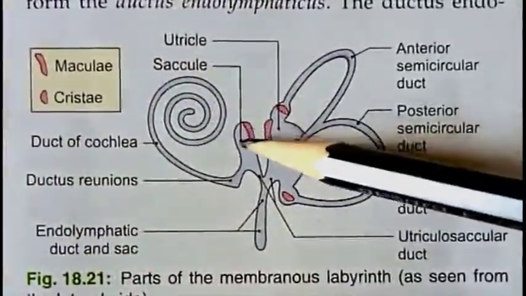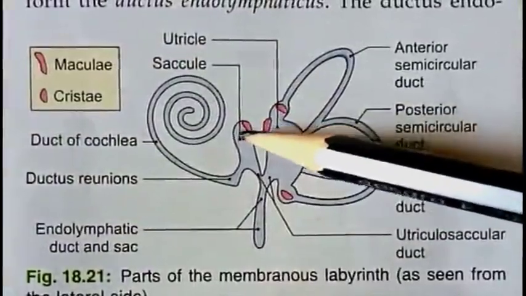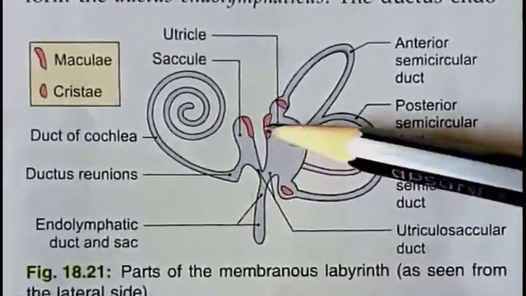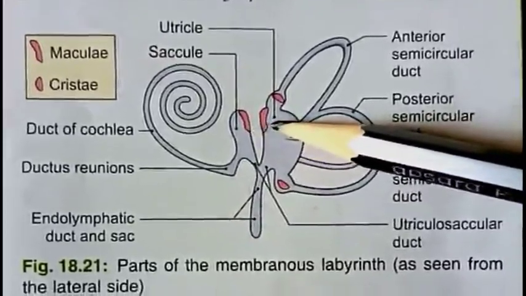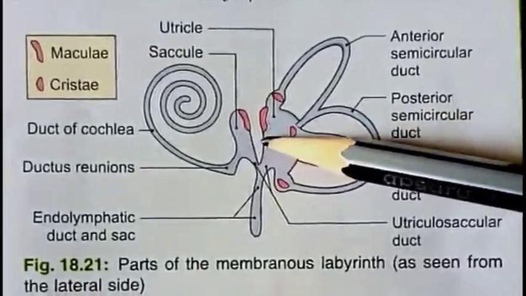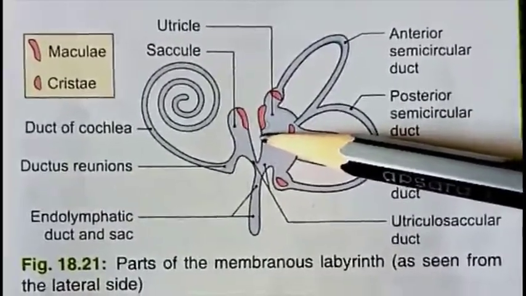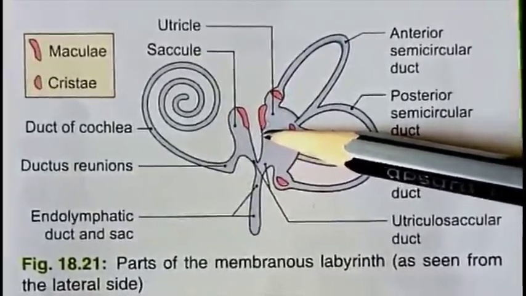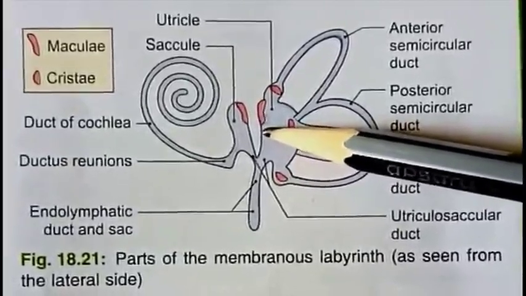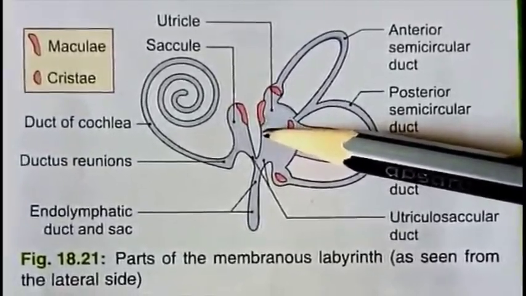The medial wall of the saccule and utricle gets thickened to form a macula in each chamber. Maculae are the end organs that give information about the position of the head, and they are static balance receptors, meaning these help to maintain the balance of the body at the position of rest.